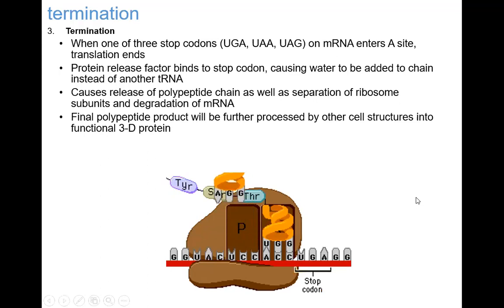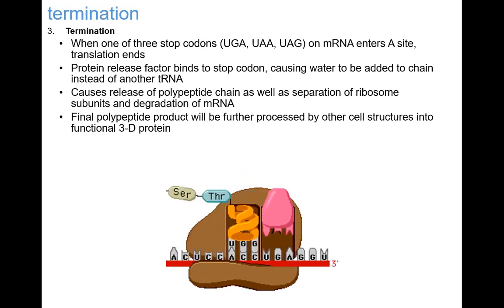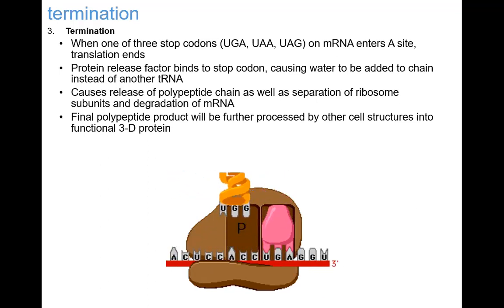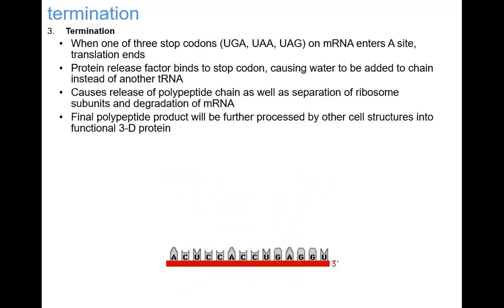But eventually we will hit the stop codon, and there are 3 stop codons. Excuse me. The stop codons are UGA, UAA, and UAG. Don't know why they're all based on uracil, but they are. The easiest one to remember is UGA if you think of UGA from the University of Georgia.